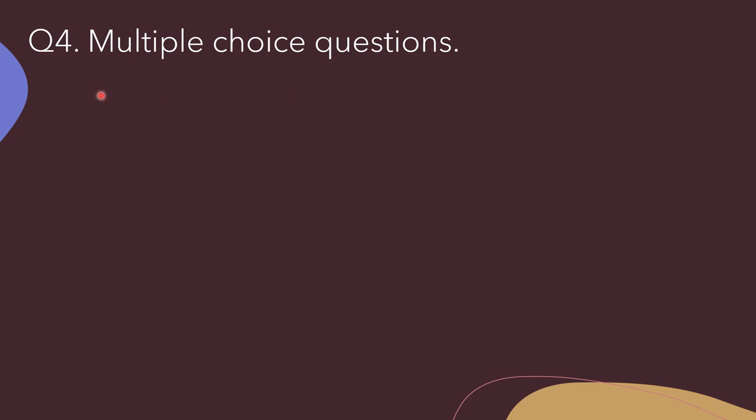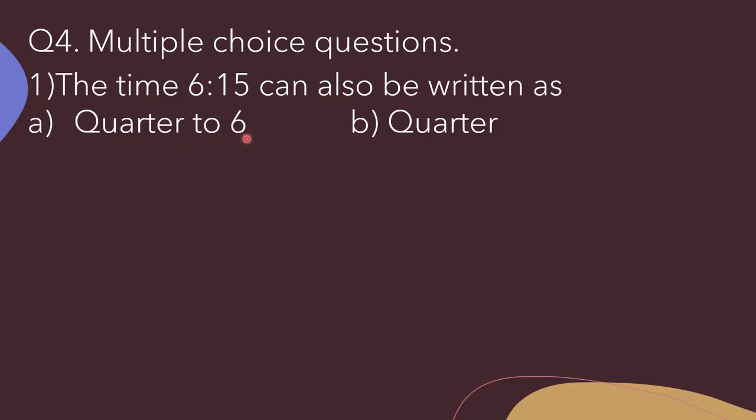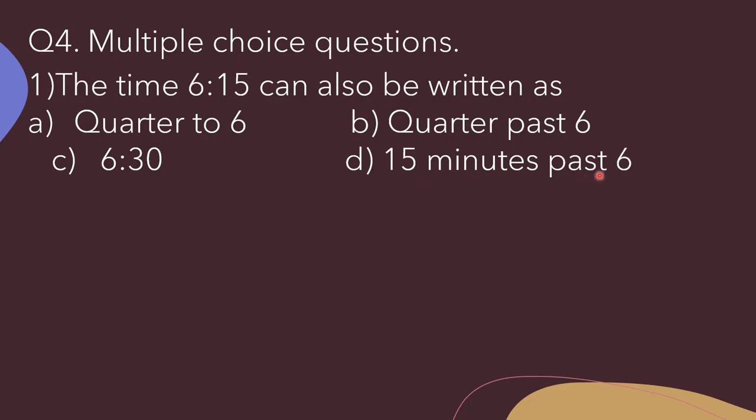So let's start. Here in question number 1 it is given the time 6:15 can also be written as. Here we have options A quarter to 6, B quarter past 6, C 6:30 and D 15 minutes past 6. So here beta, first of all what is given to us, that is 6 colon 15. So how we can write it in another form, now we have to look.